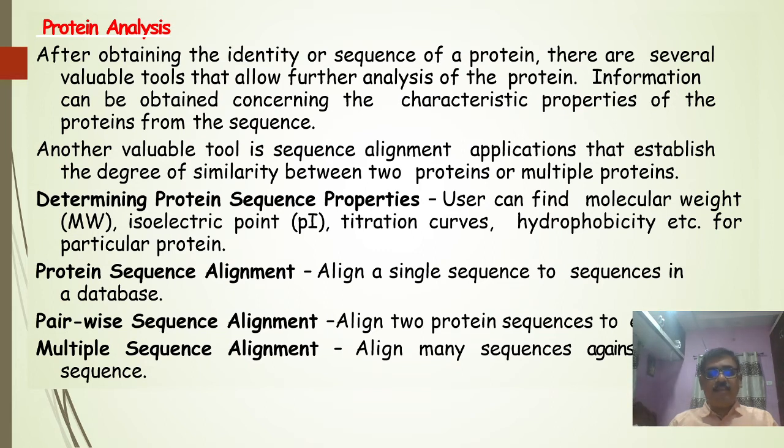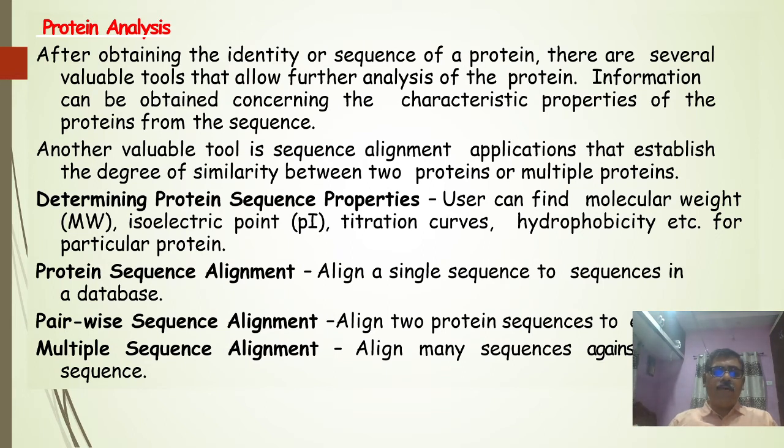The protein sequence alignment can be done with the help of bioinformatics, which aligns a single sequence to sequences in a database. Pairwise sequence alignment or multiple sequence alignment. In pairwise sequence alignment, we align two protein sequences to each other. In multiple sequence alignment, we align many sequences against a single sequence. All these can be done with the help of a single word, bioinformatics.